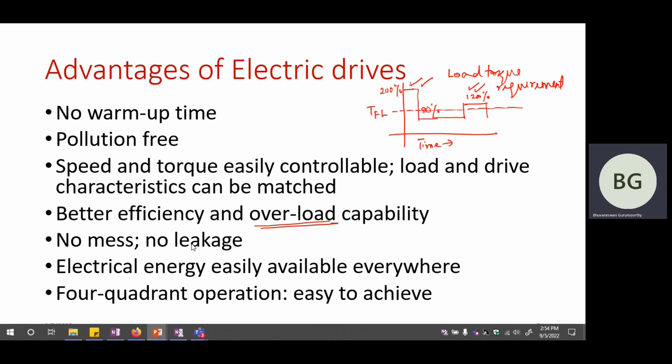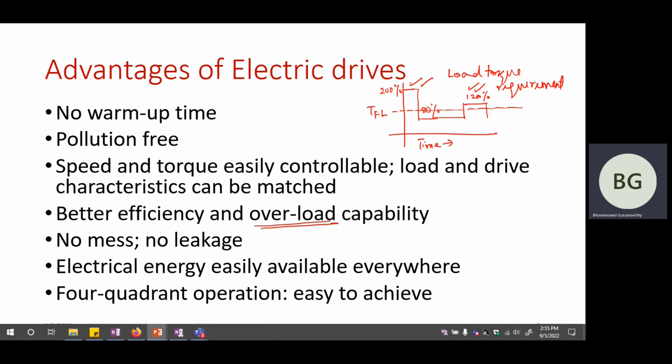Like I told you earlier, there is no mess, there is no leakage of oil or air or steam or something like that. So generally, we are not going to have any hazardous situation with electric motors. That is one of the major advantages. And with the kind of transmission of electricity available all over the country now, we should be able to operate an electric motor anywhere. Wherever there is a power outlet in the form of a plug point, we should be able to operate a motor. And four-quadrant operation of an electric motor is easy to achieve.